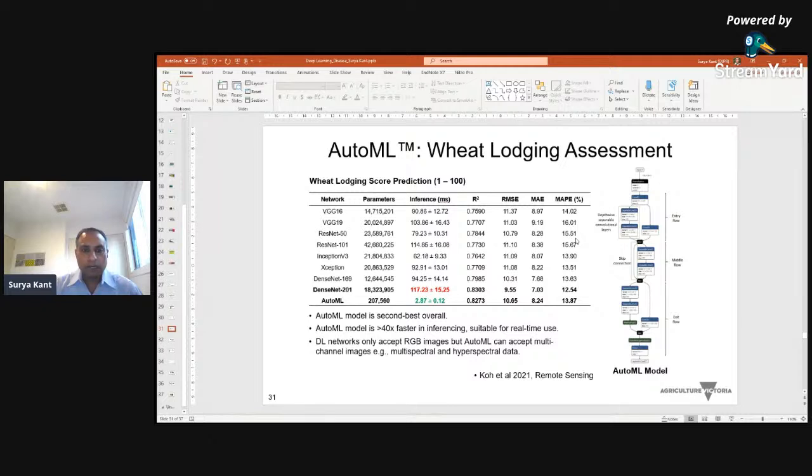So that was the yes and no classification accuracy, and this is the lodging score compared to all the other networks and parameters. It gave a really good correlation, giving a score from 1 to 100 for different genotypes that have lodged. Again, this was more than 40 times faster. Deep learning networks only accept RGB images, but the AutoML approach can quite easily accept multi-channel images like multispectral and hyperspectral, which we have done quite recently.